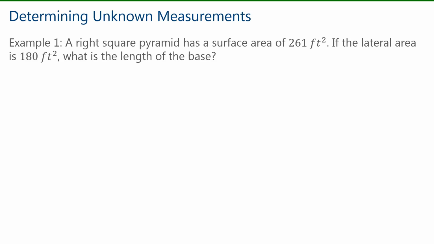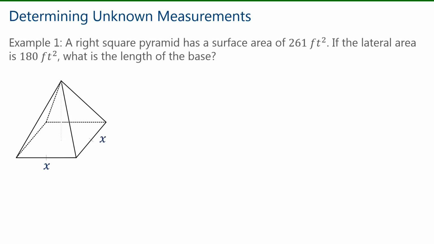Example 1 says a right square pyramid has a surface area of 261 square feet. If the lateral area is 180 square feet, what is the length of the base? So let me start by drawing a right square pyramid. Now we're looking for the length of the base, so I can label each side with x, seeing that it is a square.